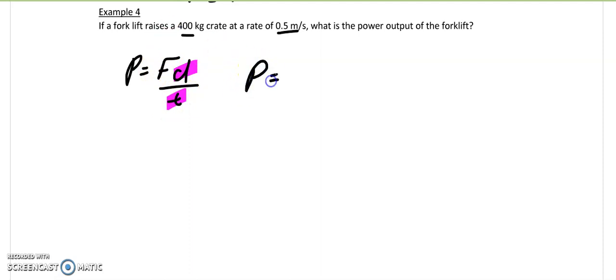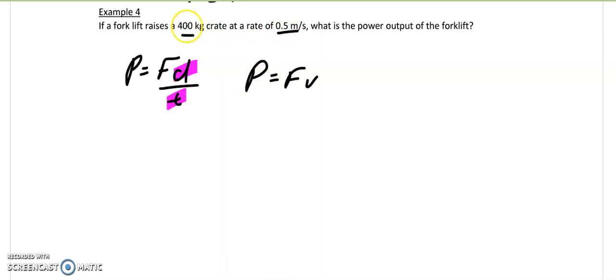One last little example here. We've been given a mass and we've been given a velocity. Now, up until this point, force times distance over time. Now, look at this. Distance over time. What is that? Well, that just happens to be the velocity. So really, force times velocity is going to also equal power.